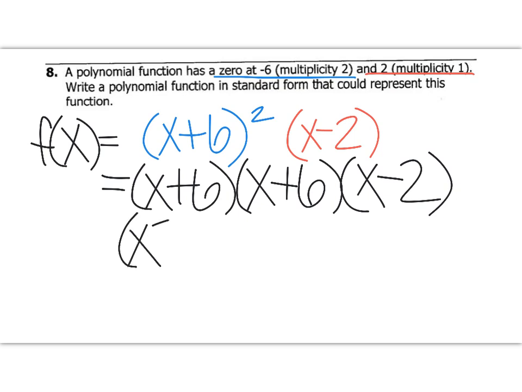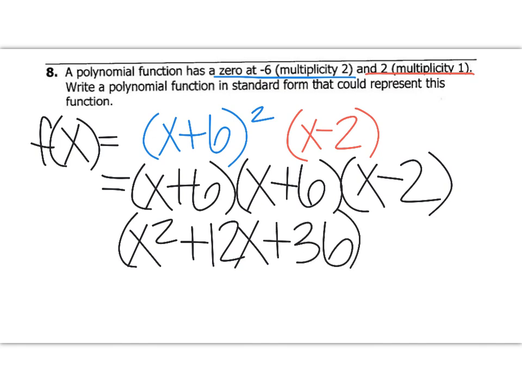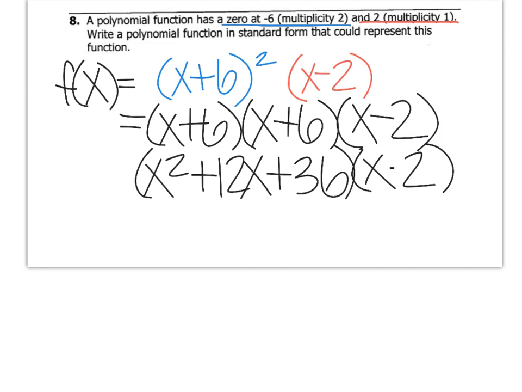So we get x squared plus 12x plus 36. Because if we were to FOIL the outside, inside, we would get 6x plus 6x, so we get 12x in the middle. Don't forget that x minus 2 over here. Don't forget to bring it down. All right, now let me scoot it up so we have some more room.